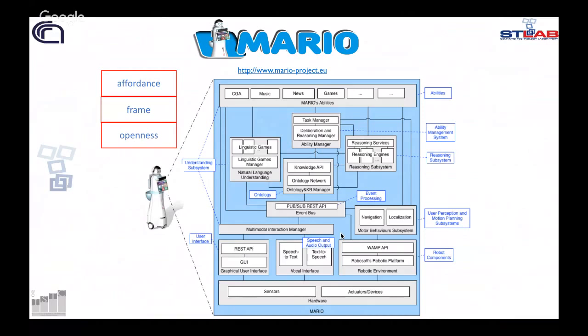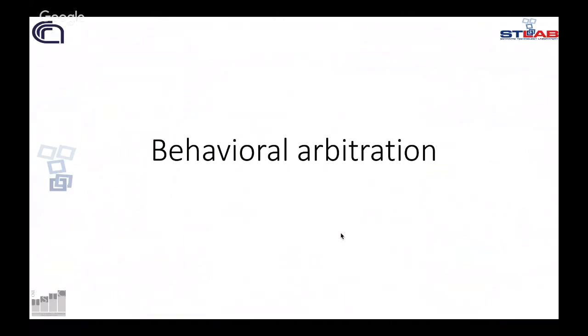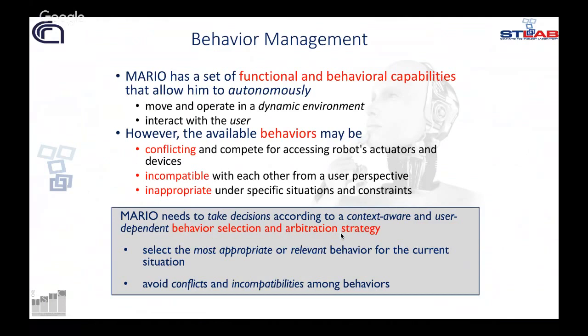So all the functionalities of Mario can be used through REST services. And in fact, we actually have a number of apps and components which are developed in very many different programming languages. And the other concept is the one of affordance, that I will spend a few words on while talking about the behavioral arbitration. In fact, the next thing I want to tell you something about is the behavioral arbitration, which has to do with the management that Mario has to do of its functional and behavioral capabilities.